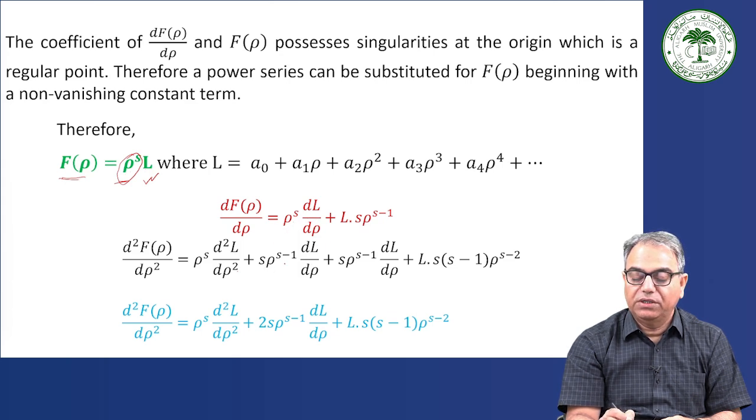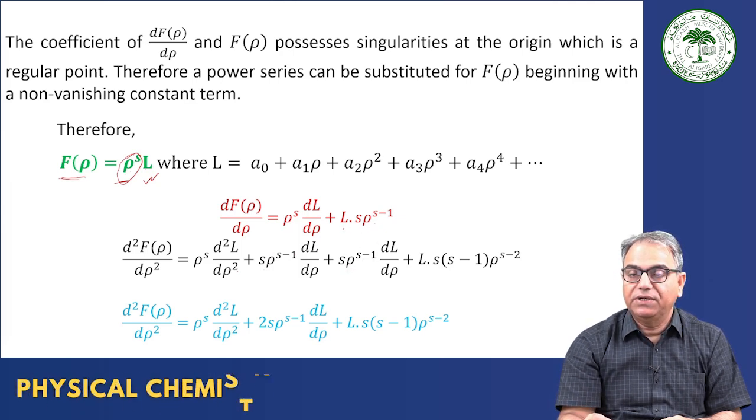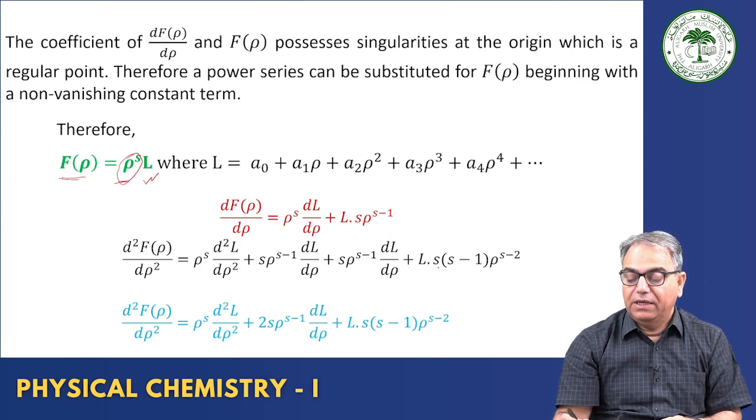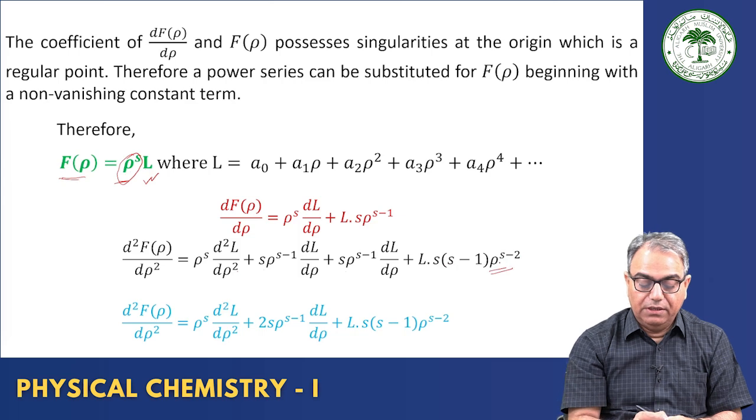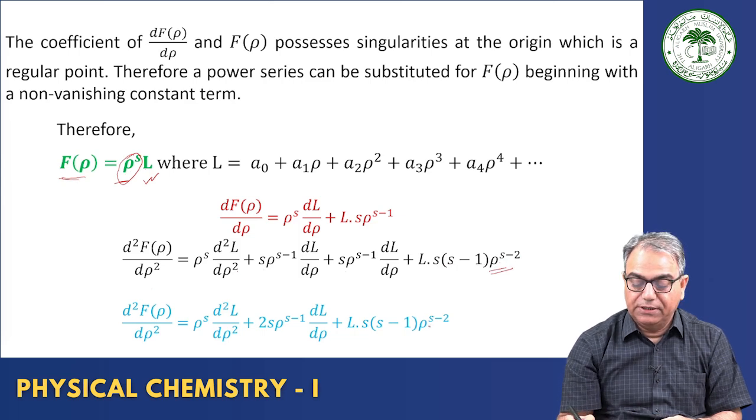So, it will be s rho^(s-1). Then again keep this second term constant, s rho^(s-1), and differentiate dL divided by d rho. Then keep L constant and differentiate s rho^(s-1). So, it will be (s-1) rho^(s-2). Okay. So, the second differential is this one.